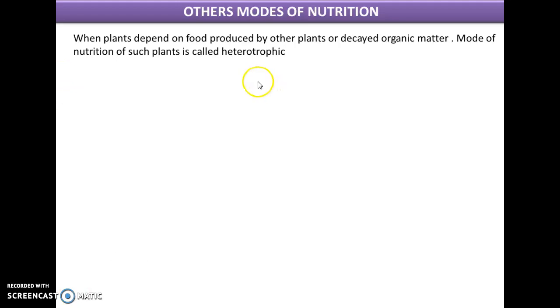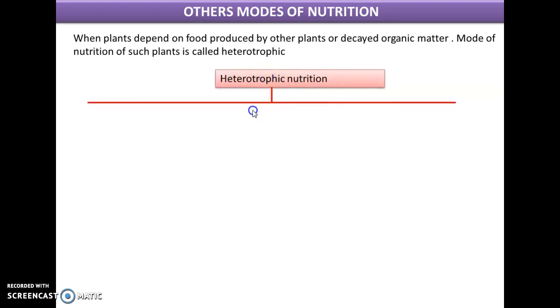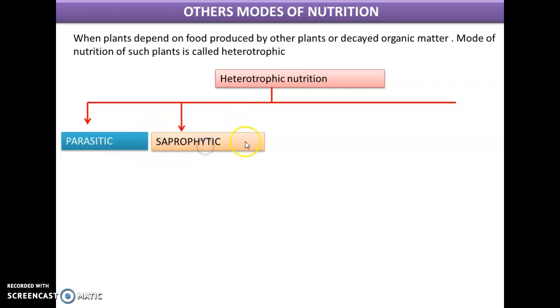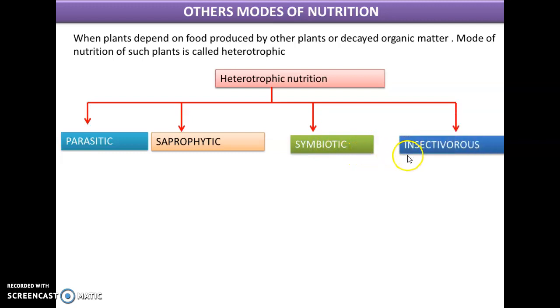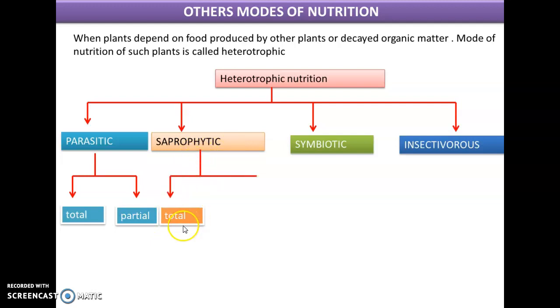There are various types of heterotrophic nutrition, which is divided into four parts: parasitic nutrition, saprophytic nutrition, symbiotic nutrition and insectivorous nutrition. Parasitic nutrition is again divided into two parts, that is total parasite and partial parasite. Like that, saprophytic nutrition is divided into total saprophyte and partial saprophyte. Let us discuss one by one, each with an example.